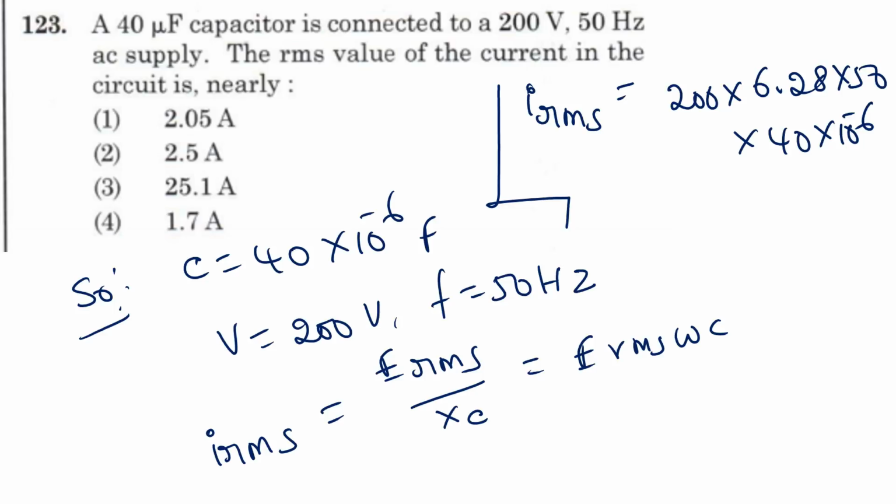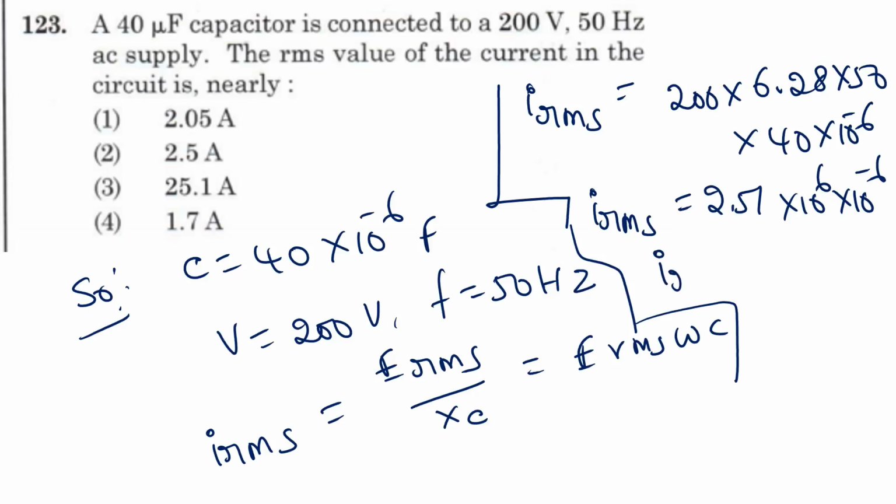So IRMS is equals to 2.51 into 10 to the power of 6 into 10 to the power of minus 6. So after getting cancellation we are writing IRMS is equals to 2.5 amperes. So this is the second option is correct option, 2.5 amperes.